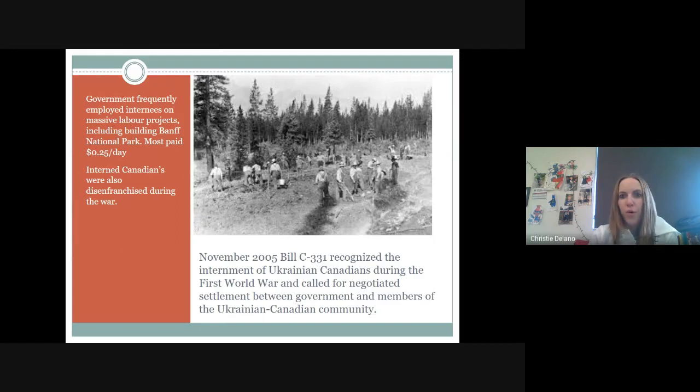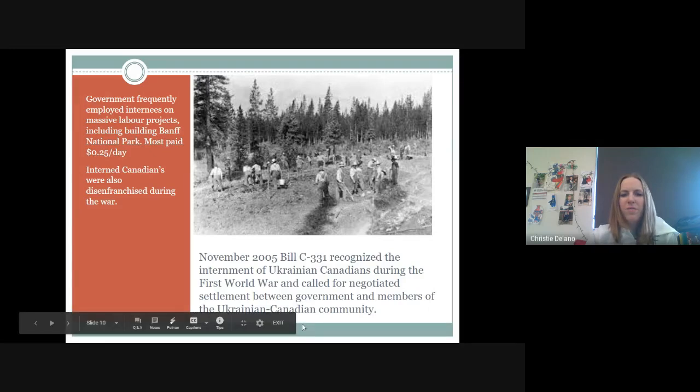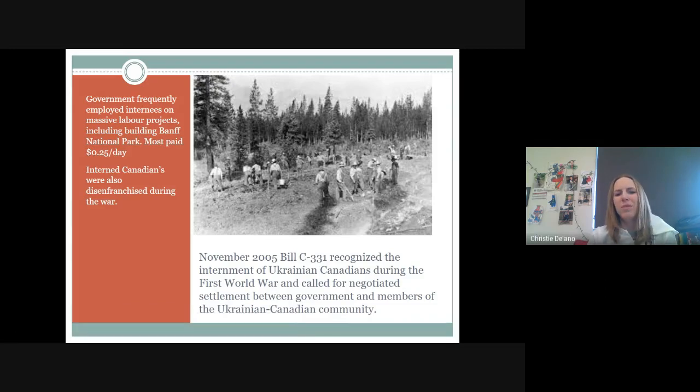The government frequently interned people, the internees, on these massive labor projects, like I mentioned, Banff National Park. And they typically got paid 25 cents a day, which is very, very little. And what's really the bigger thing to note is, in addition to losing their individual rights and freedoms, they also were disenfranchised. Now, franchised. So ultimately speaking, these were Canadian citizens who had the right to vote.